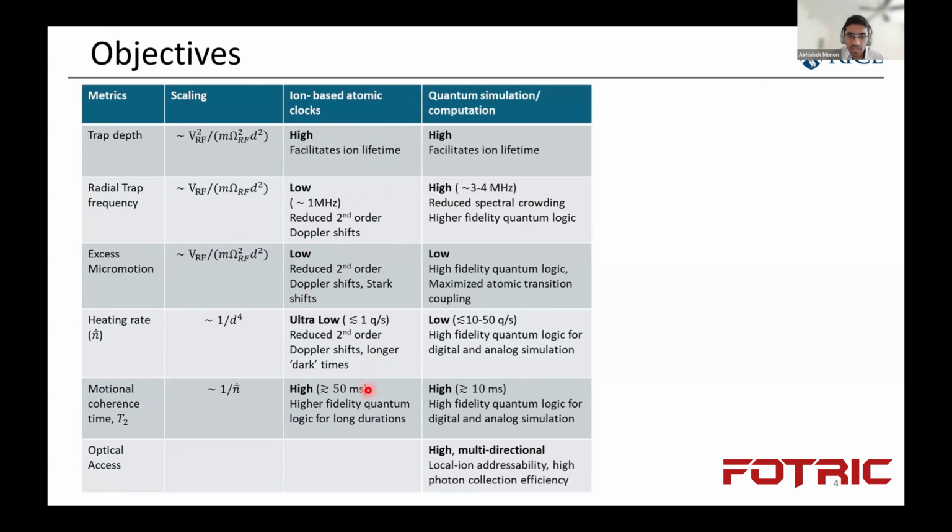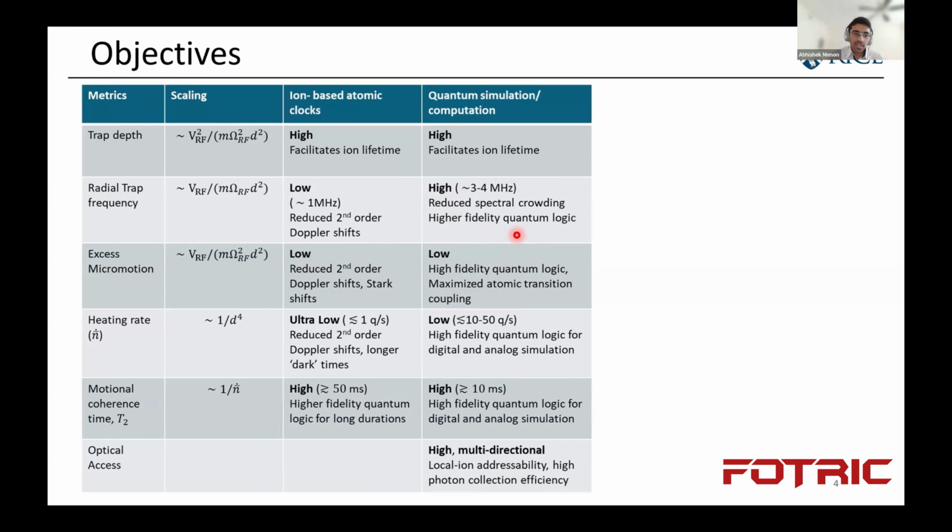And then for quantum simulation and computation, similarly, we need a high depth and a high trap frequency, because usually we will have spectral crowding of the different motional modes. Having multiple ions means you have multiple normal modes of motion, because of the interaction of the collective confining potential and the Coulomb interactions in between.